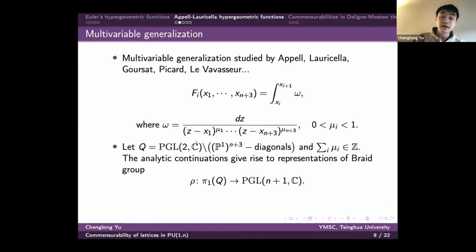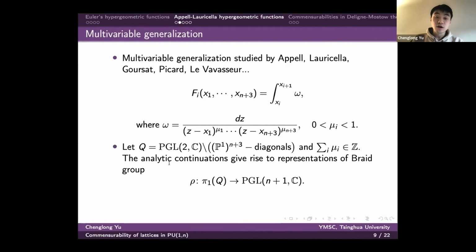So the moduli space has dimension n. So the moduli space is just this product, or configuration space of P1, modulo the PGL2 action. And we also require the summation of mu i to be an integer in order to avoid any poles or any singularities at infinity. So you can also ignore this condition and just add one more point at infinity.